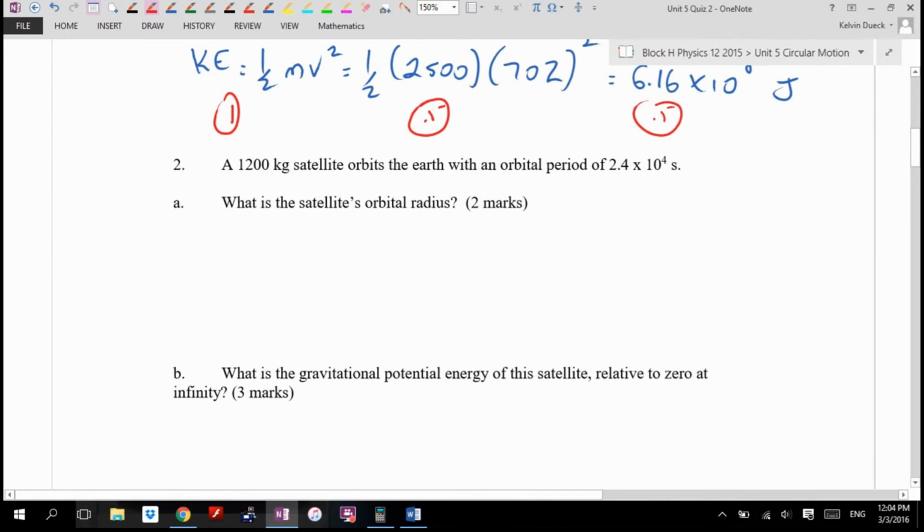Satellite orbits the Earth. We're in orbit with a period of that. What's the satellite's orbital radius? Well, again, gravity is what's pulling me in a circle. Big G, big M, little m over r squared equals m 4 pi squared r over t. Don't forget the squared.